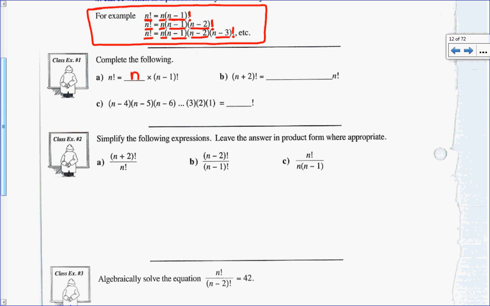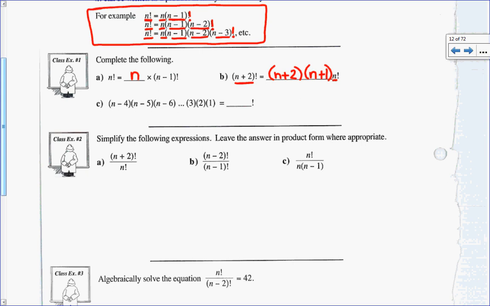Okay, b. n plus 2, how would you expand that? Well, we start with the number we have right here, so this is n plus 2. What would be 1 less than that? N plus 1, right. And then 1 less than that? N. And then we have the factorial sign to show that it keeps going until it reaches 1.